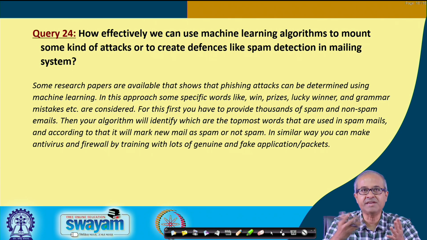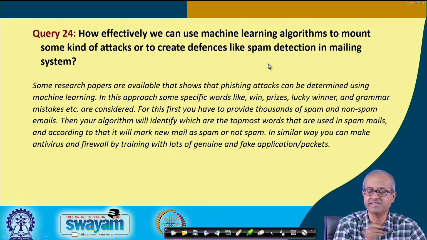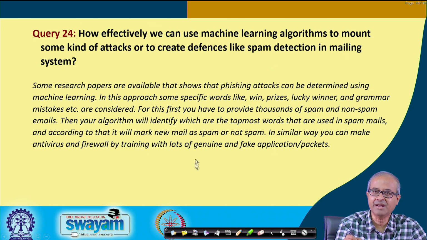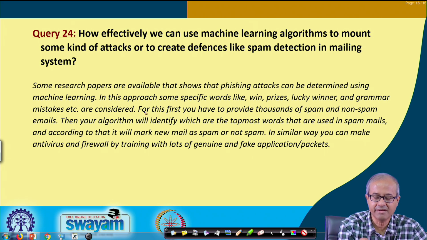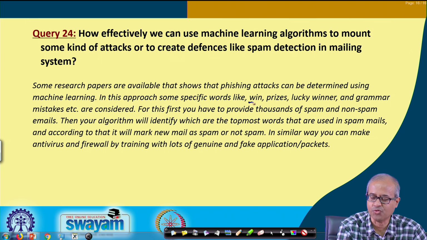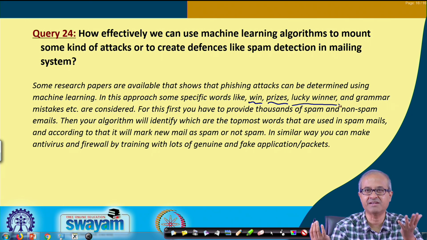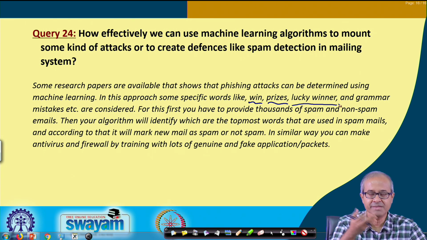There is another question, again related to machine learning. It asks how machine learning algorithms and techniques can be used to mount some kind of attacks or to create defenses like spam detection. Well, here I have provided some explanation. It says that this can be used because there are many specific words that we normally find in spam mails, like win, lottery, prizes, lucky winner. We get millions and billions of money every alternate day, right. So, these are some typical keywords which you can look at in the messages coming to you, and you can identify the possible spams.